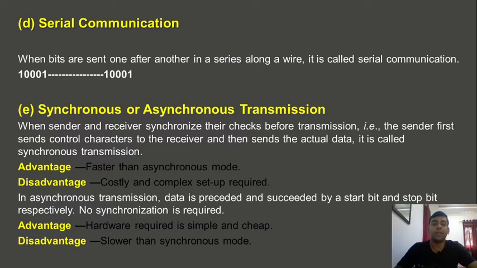Then the next one is serial. Serial means there will be only one wire, right? When bits are sent one after another in a series along a single wire, it's called serial communication. That means in the case of parallel, we have seen there will be multiple wires, and one bit is transmitted through each. But here in serial communication, there will be only a single wire and data is transmitted one after another.